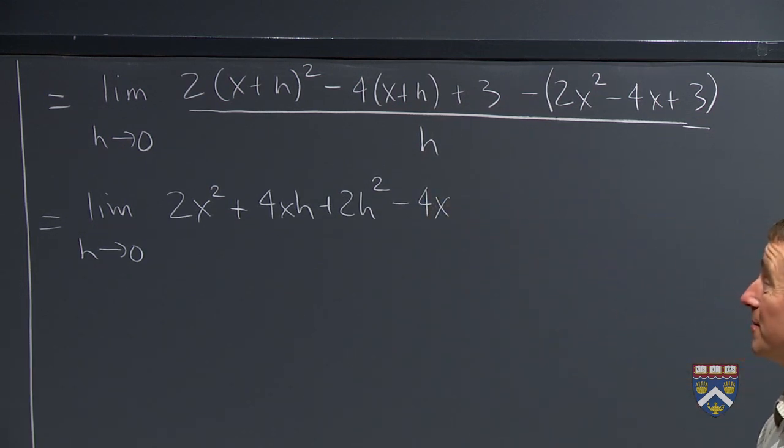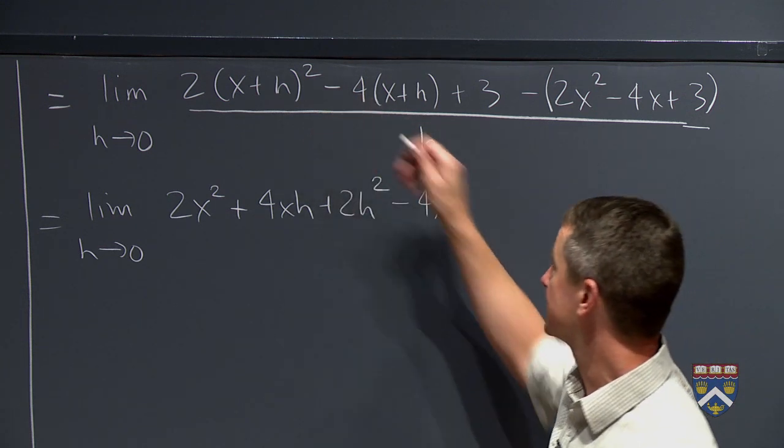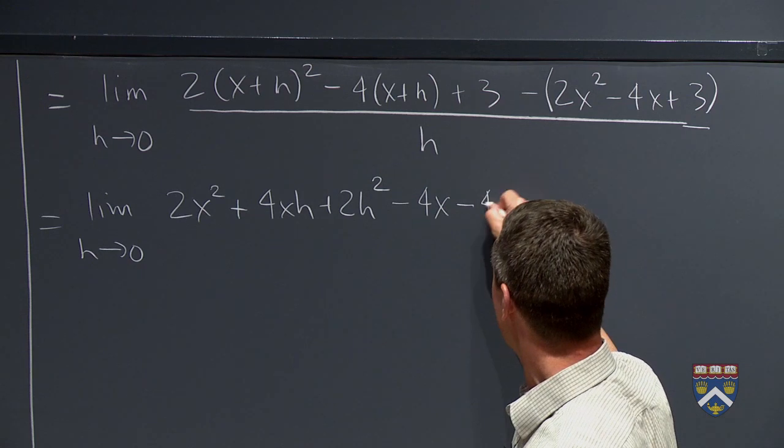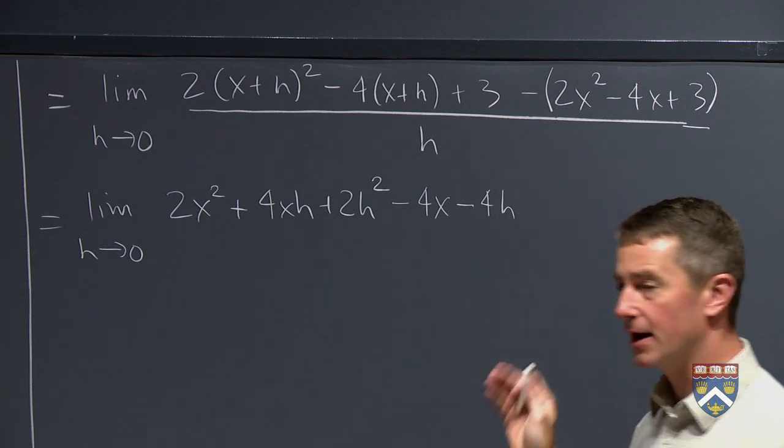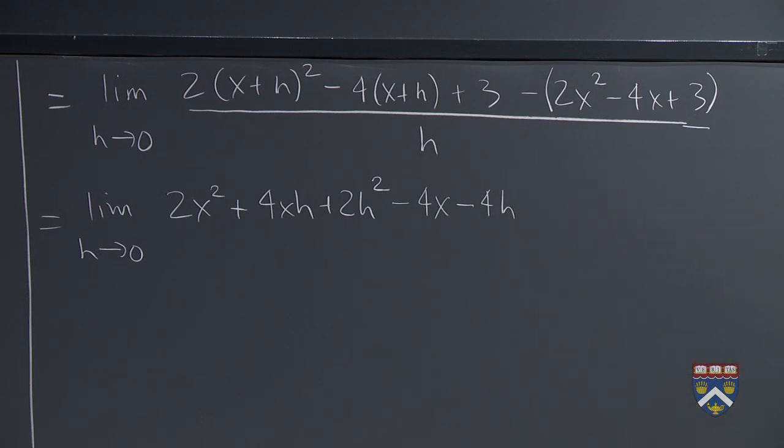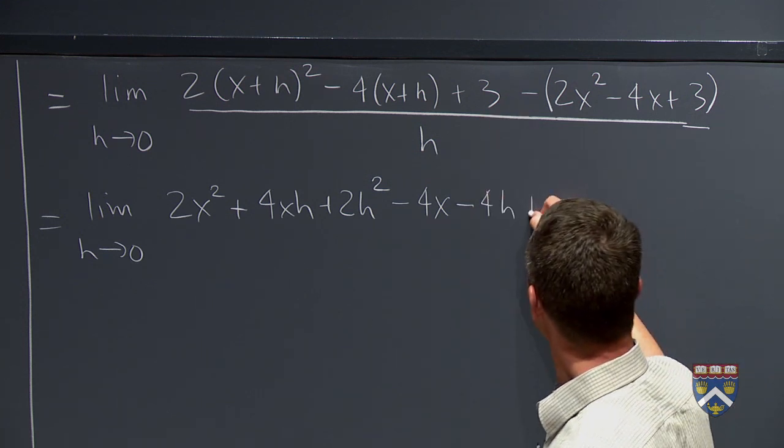And then what should it be? Should it be plus 4h or negative 4h? It should be negative 4h, because this negative carries along. And since this negative 4x didn't have an h in it, we know that we've got to find a 4x later on to cancel that. And then the plus 3.